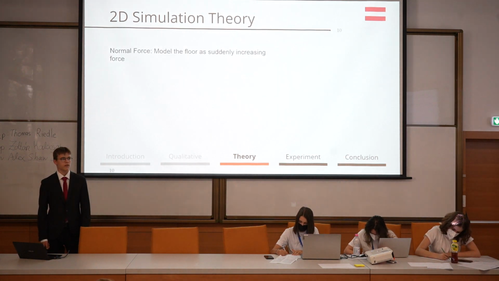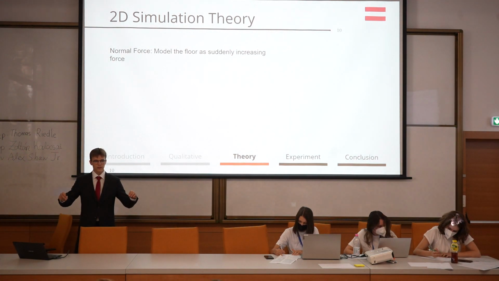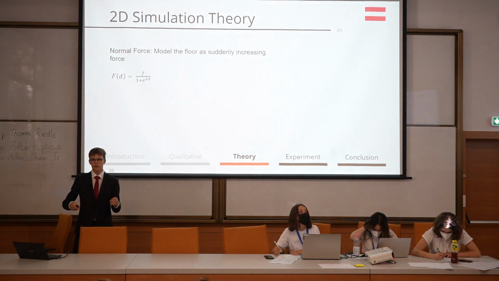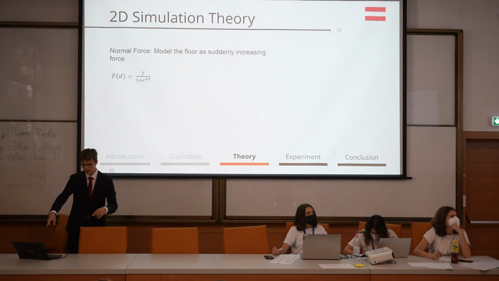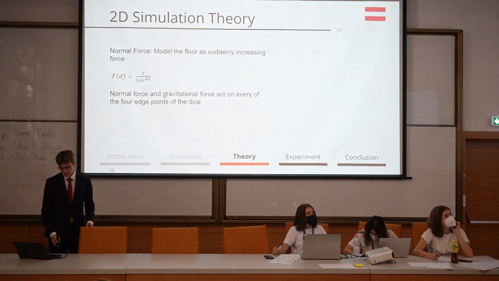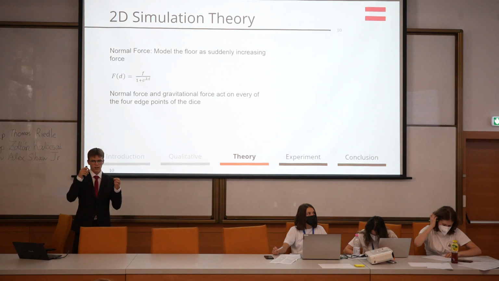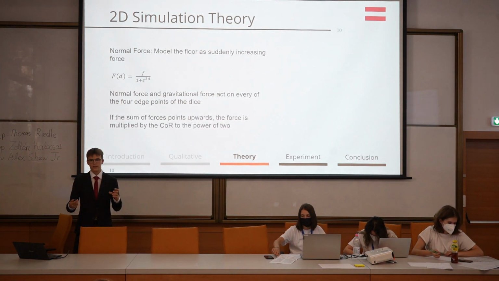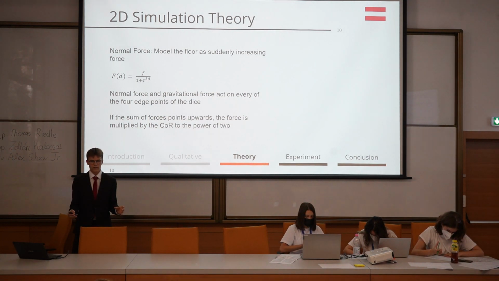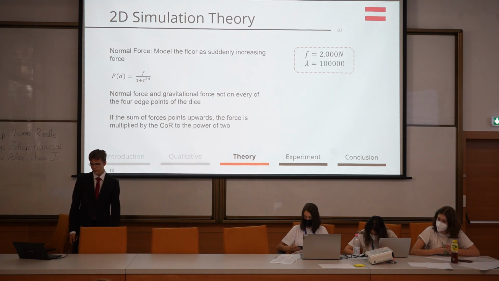And for the 2D simulation theory, we modeled the normal force as a force that suddenly increases with the distance to the ground, so like this, and the function you can see here. The normal force and the gravitational force act on each point of the dice, because we described it as 4 points. And if the sum of all forces points upwards, it gets multiplied by the coefficient of restitution squared in order to implement the coefficient of restitution.